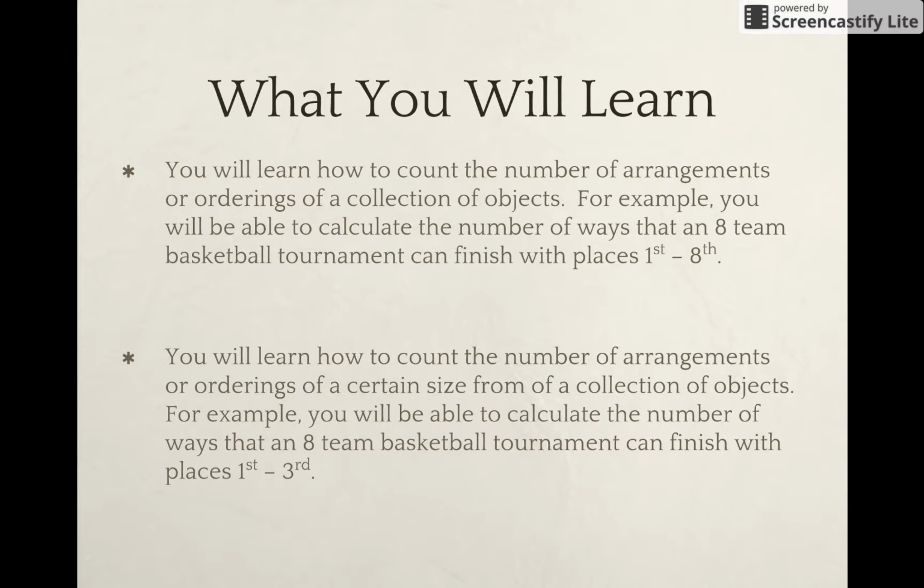In this app, you'll learn how to count the number of arrangements or orderings of a collection of objects. One example of doing this might be to count the number of ways that a basketball tournament can finish with places 1st through 8th when there are 8 teams in the basketball tournament. We'll also learn how to count the number of arrangements or orderings of a certain size from a collection of objects. So this is the case where we're going to arrange a subset of our collection. And so if we had the 8-team basketball tournament, we might be interested in how many ways the 1st through 3rd place could end up.